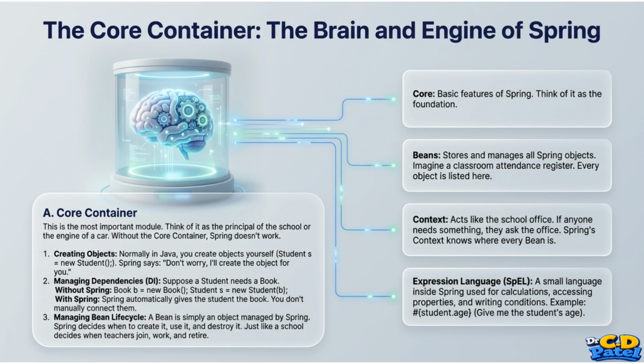The container also manages dependencies. For example, if a student needs a book, Spring can provide the required book object. Another responsibility is managing the bean lifecycle. Spring can decide when an object should be created, used, and destroyed. Finally, Spring provides the application context, which acts like an office that knows where the application's beans are located.